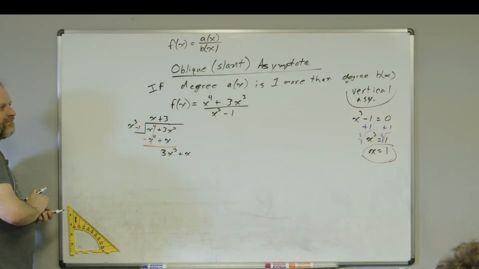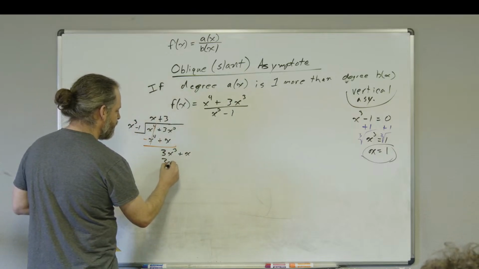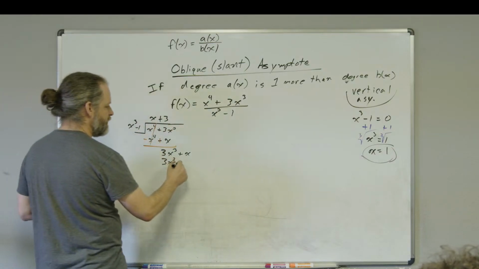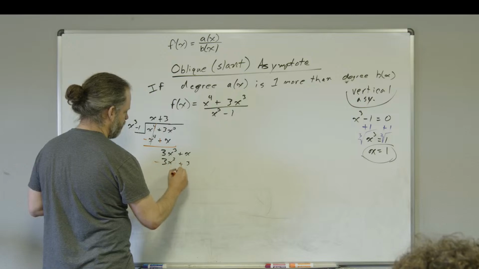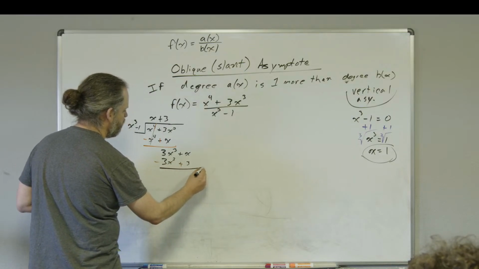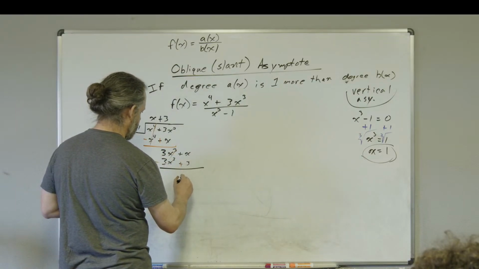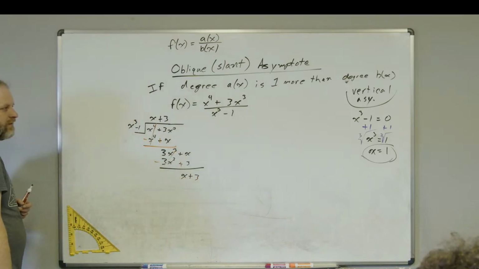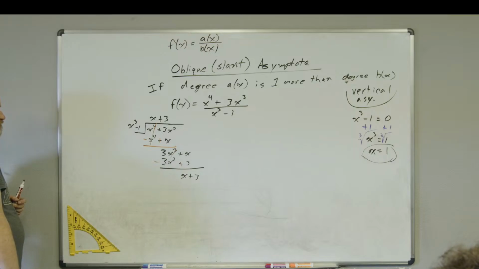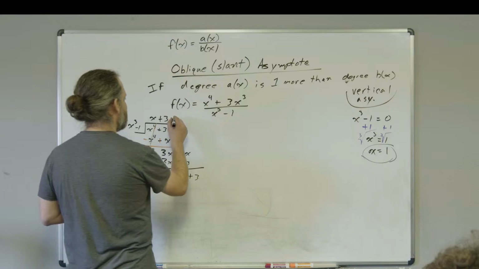Now what do we do? Now we multiply those things. Yeah, we distribute. 3 times x cubed is 3x cubed. It matches. Good job. 3 times negative 1 is negative 3. Subtract. That cancels. How many times does x cubed go into x? None times. Zero. Get the remainder. So we actually have a remainder.